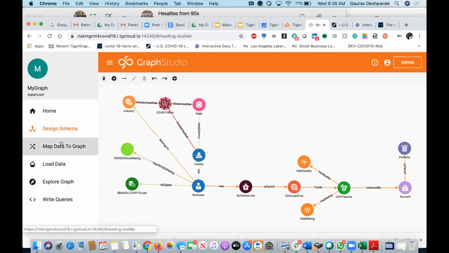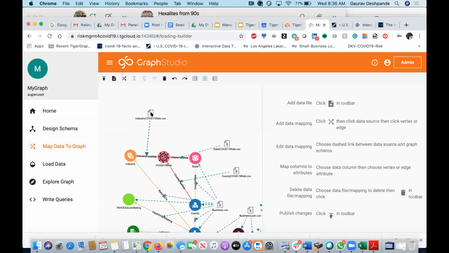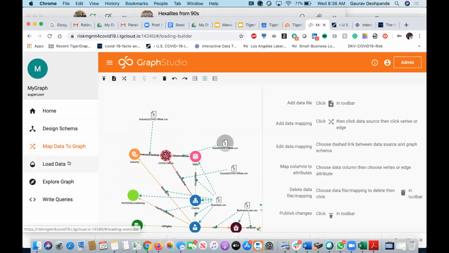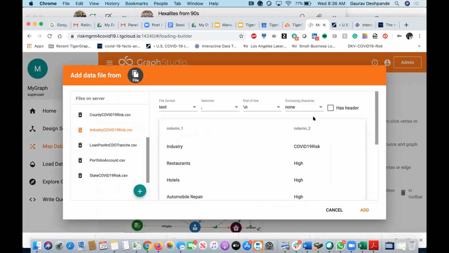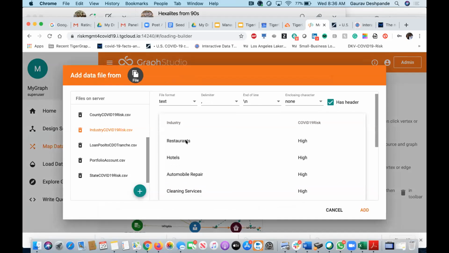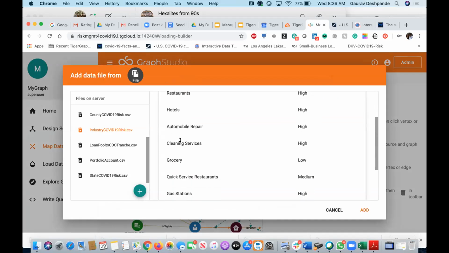So now let's go into the data set. In the data set, I have individual CSV files here that are already pre-mapped out, and then we have mapped those with, for example, the industry COVID-19 risk CSV. This one has by industry either high, medium, or low. So if I drill down into it to look at it, I can go to this panel, and I can go to industry COVID-19 risk. And if I look at this particular file, I can see here restaurants have a high risk, hotels have a high risk, automotive repair has a high risk, cleaning services have a high risk because of social distancing, people can't go into somebody's home and clean it.